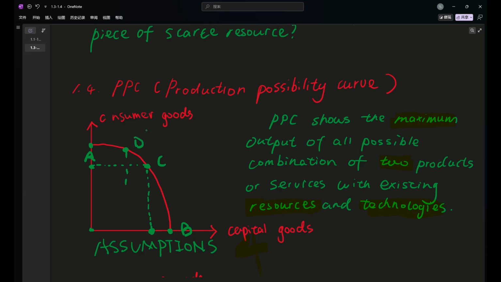So we can actually move these points, and it has a different amount of the goods you produce. So in the definition, we know this is a maximum. Can we put the point here? No, actually we can't. Can we put the point here? Yes, we can, because it is on the curve.